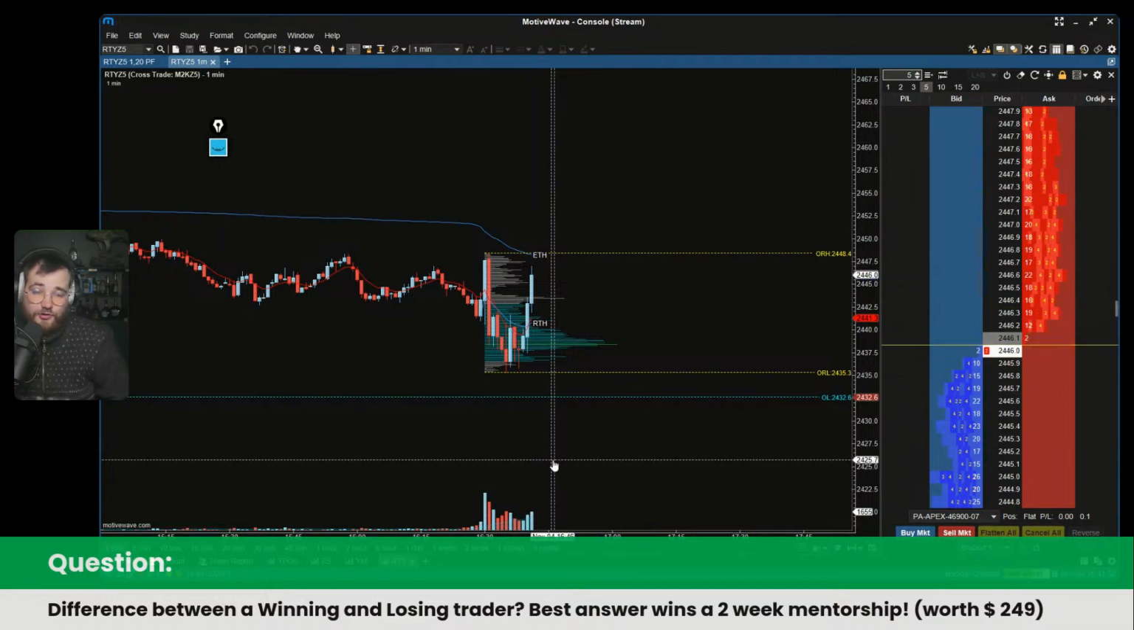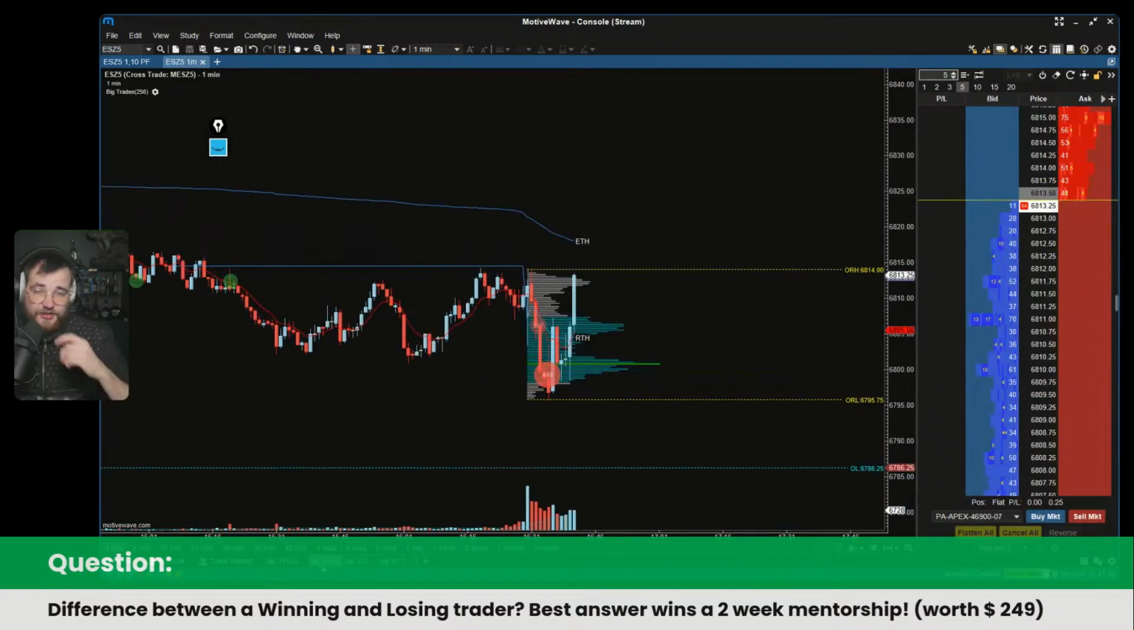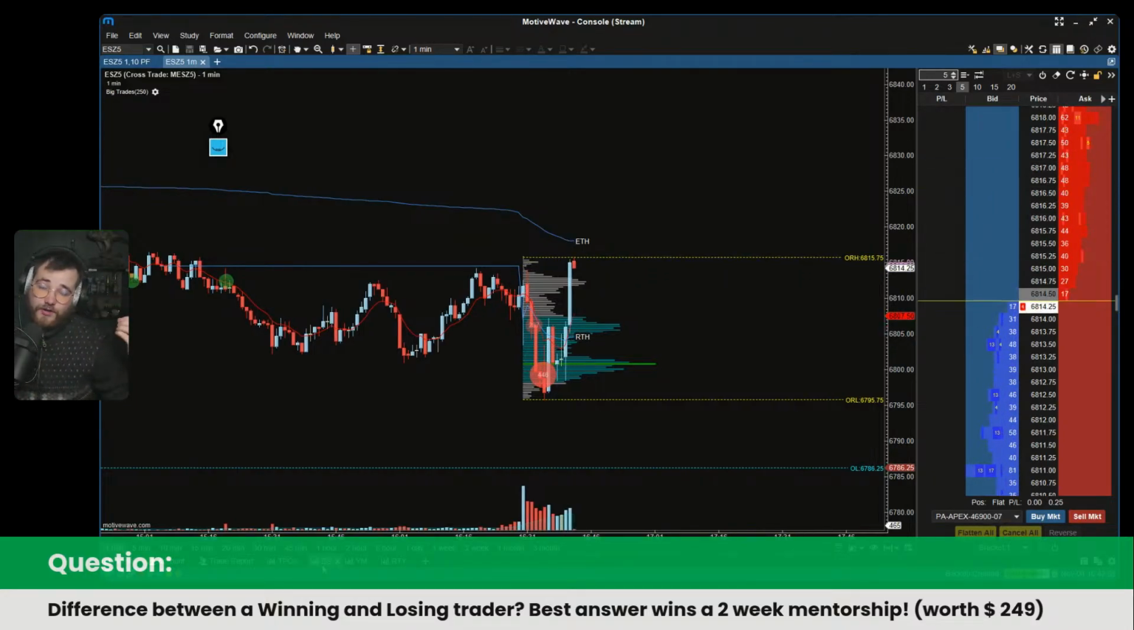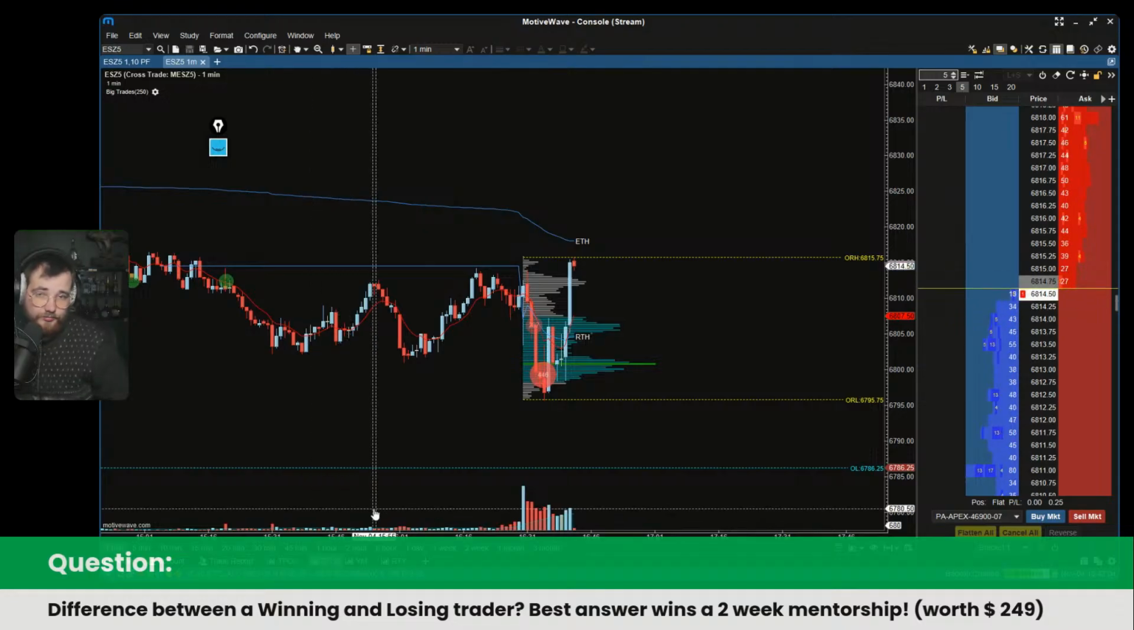RTY is for sure, I think, the most bullish if you just look at the market structure. The most bearish long term, but we do have some magnets above for RTY, and I think that poor overnight low from a few days ago, I think it was last week actually, is a magnet for the market.